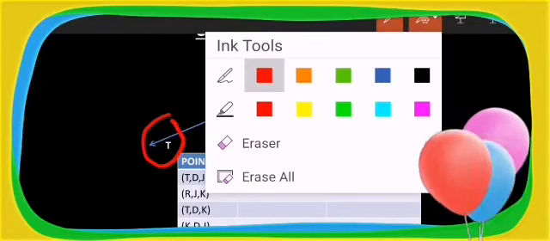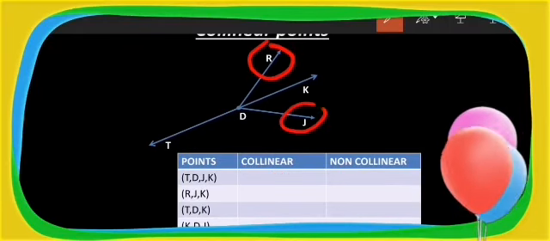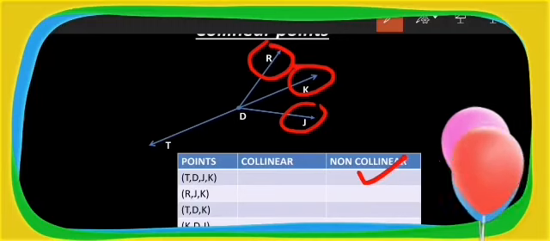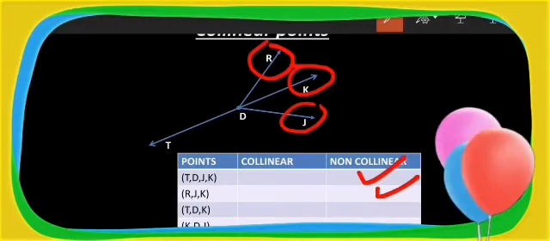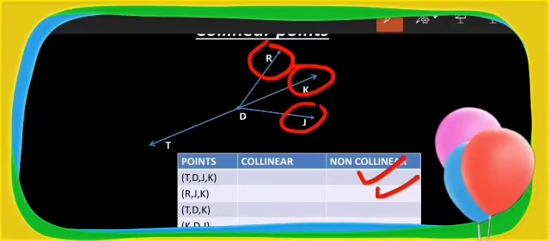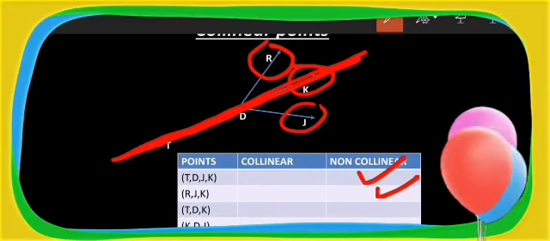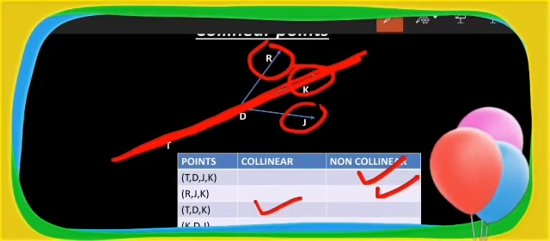Now, in a similar manner, if you observe RJK, you will come to know R, J, K. Again, a straight common path is missing. So first also non-collinear, second also non-collinear. Correct? Now see the points TDK. Can you observe a straight line through TDK? Yes, and that is why TDK is collinear.